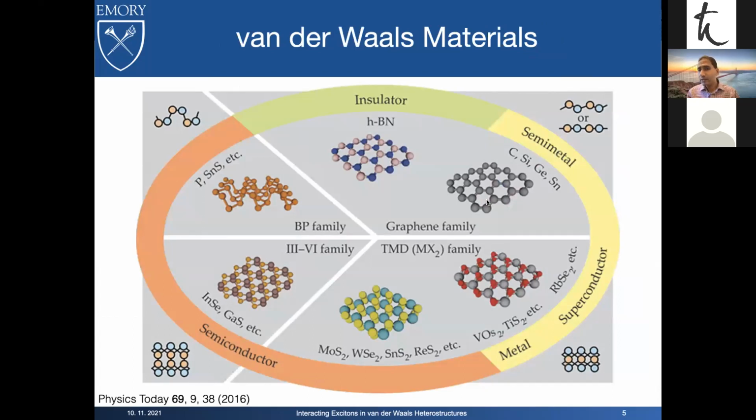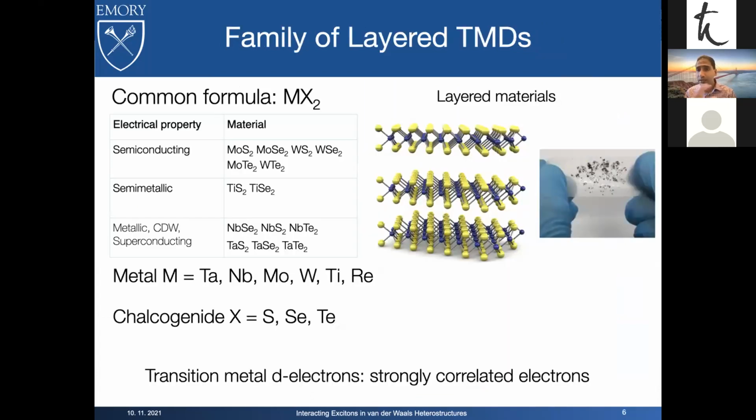The materials of choice for us are van der Waals materials. As we know, they come in a wide variety of properties, from semiconducting to insulating and so on. In this talk, I'm going to focus primarily on TMDs, transition metal dichalcogenides, as we heard in the last talk as well, and in particular on selenides of molybdenum and tungsten. These are also layered. You can use the same Scotch tape technique to create heterostructures and so on.